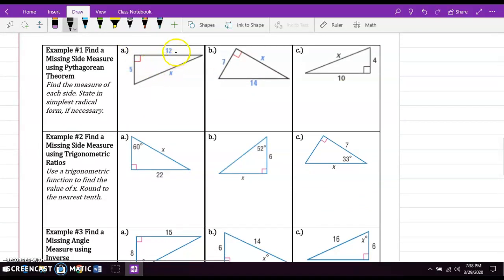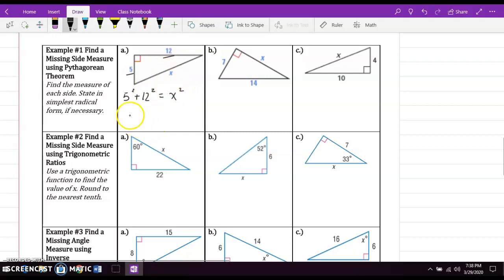For letter A here, we're given a right triangle. The directions say to find the measure of each side. They're not asking about the angles. So if I just need to find the third side and I have 2 already given, I can just set up using Pythagorean. Just remember that A and B have to be your shorter legs. So 5 squared plus 12 squared, that's A and B, doesn't matter which order, equals the longest side x squared.